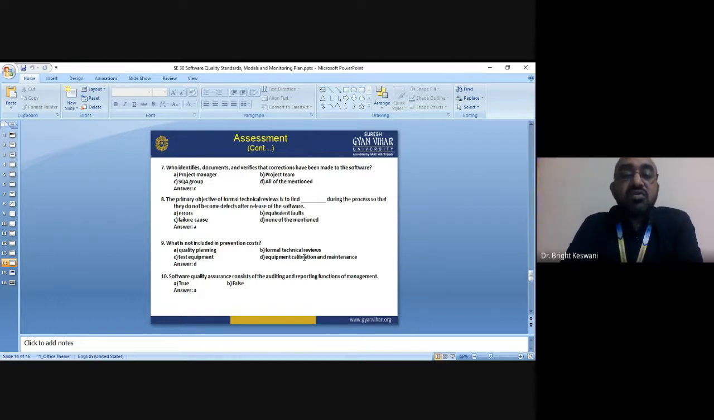What is not included in prevention cost? Quality planning, formal technical reviews, test equipment, or equipment calibration and maintenance. So the right answer is D, equipment calibration and maintenance. The 10th question is, software quality assurance consists of the auditing and reporting functions of management. Is it true or false? It is true.